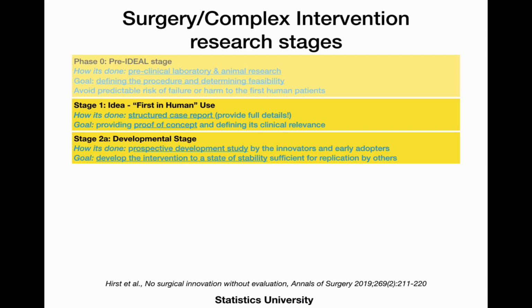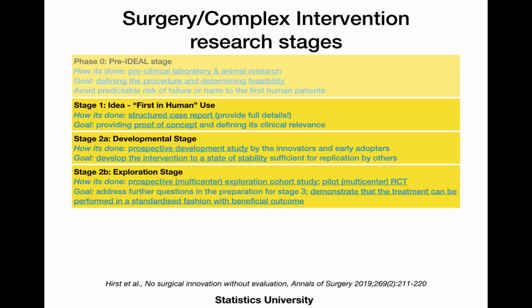So that means that all problems need to be solved and the procedure needs to be refined, further optimized until it can also be done by others than the first experts. Once this has been established, the procedure can go into the next stage, stage 2B, the exploration stage, in which prospective studies, and these can be multi-center exploration cohort studies or a pilot multi-center randomized controlled trial, further address questions in the preparation for stage 3.